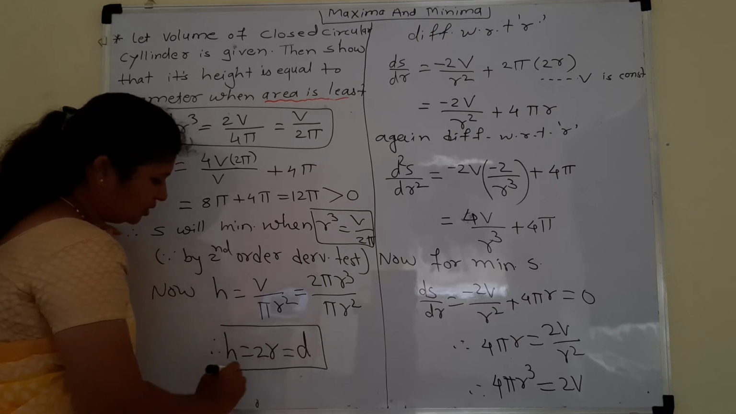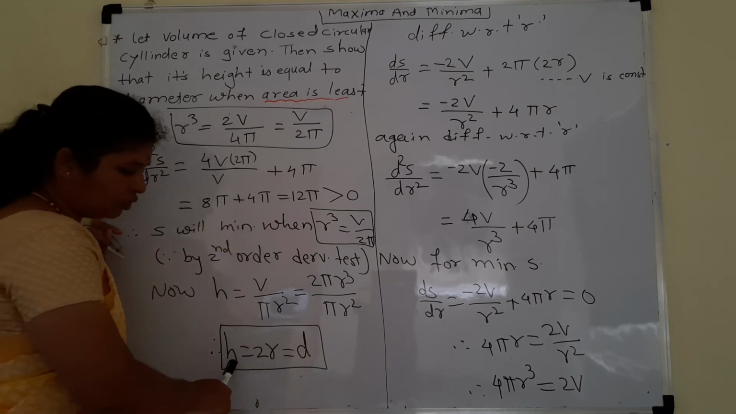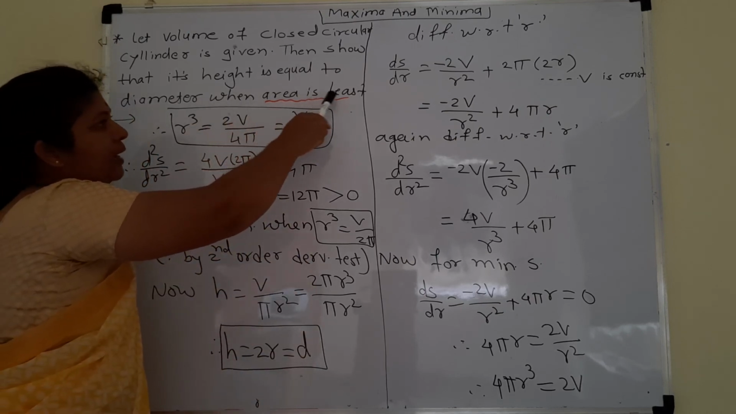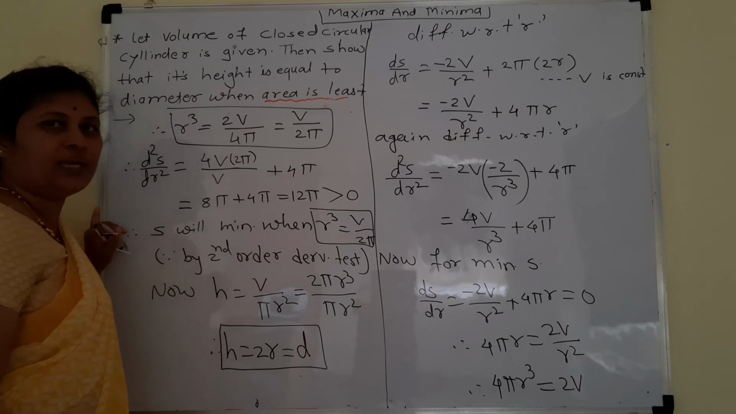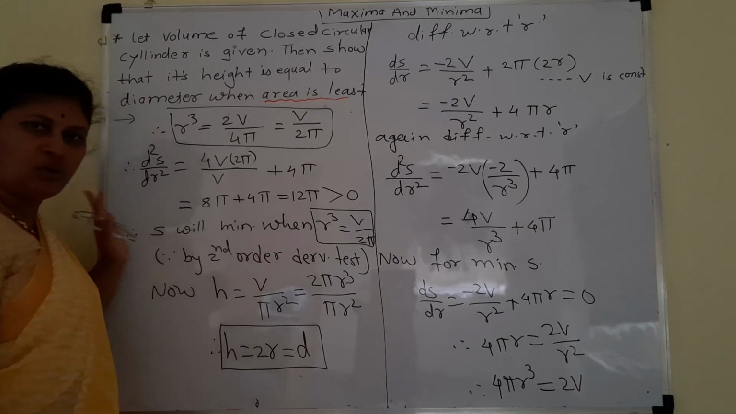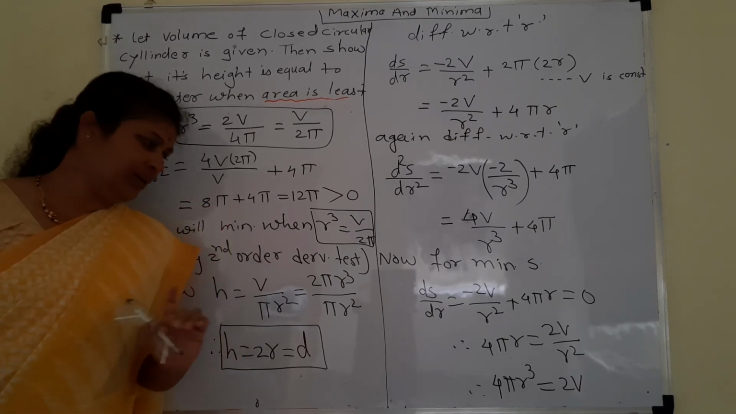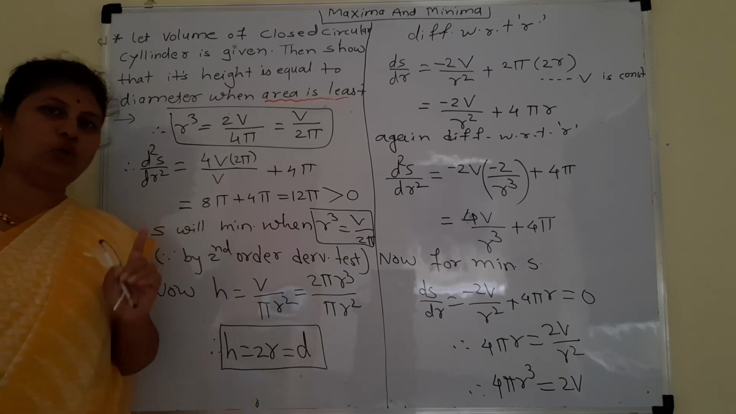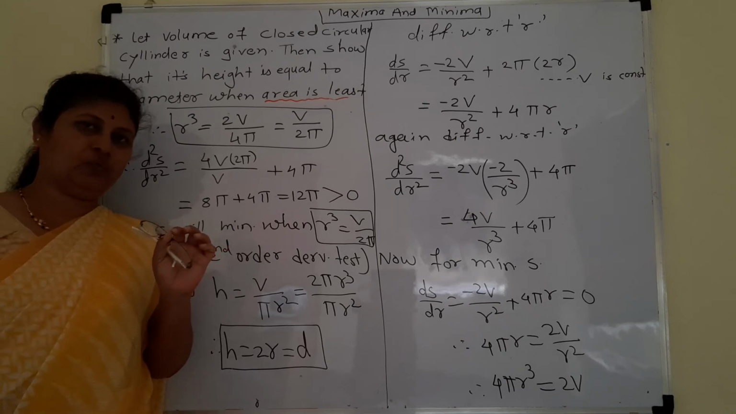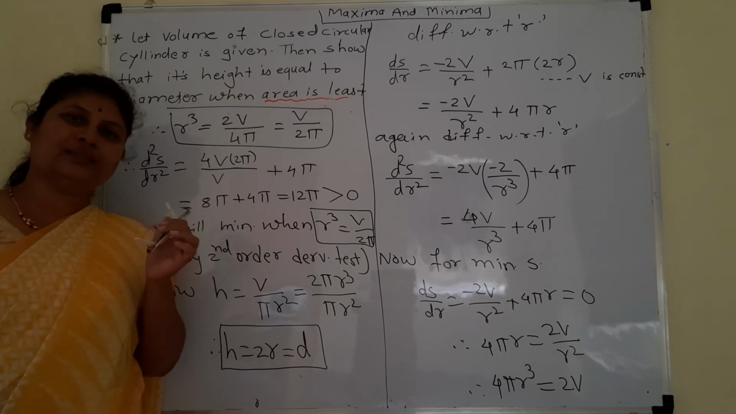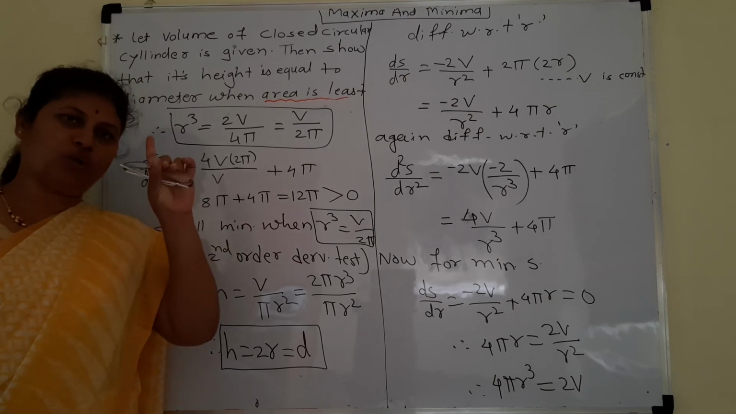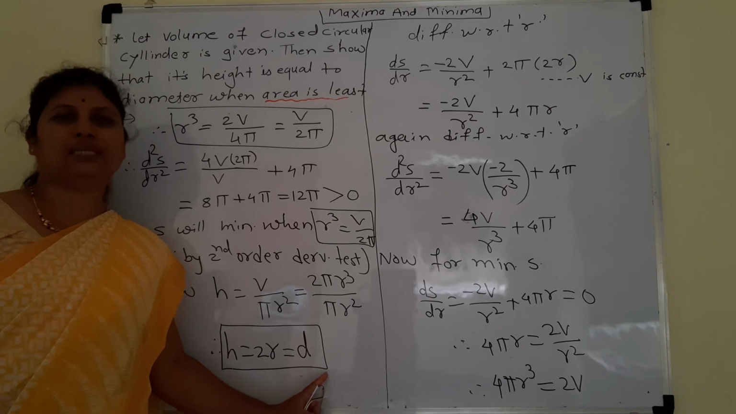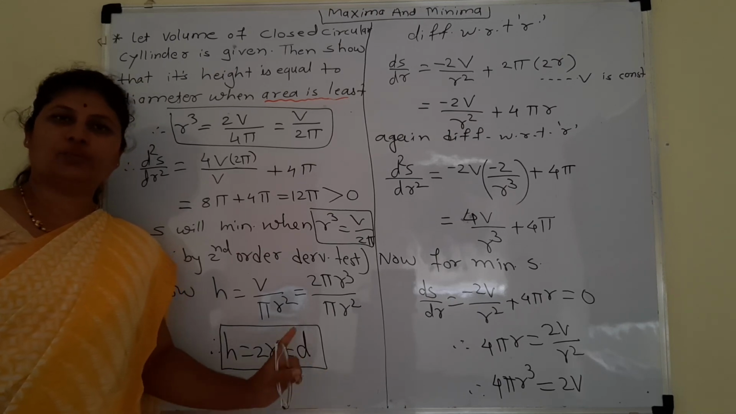Hence h is equal to d, means height of the cylinder is equal to diameter of that cylinder when area is least. Got it? This is the important example. Remember this relation. When you are given that volume is fixed, volume is given and area is minimum, at that time for that cylinder, remember h is equal to diameter of the cylinder, 2 times radius of the cylinder.